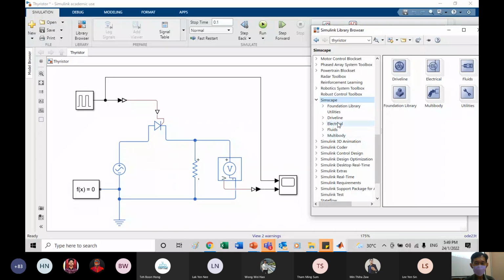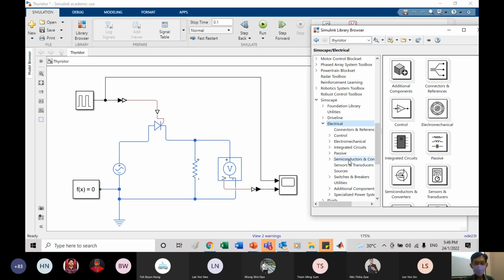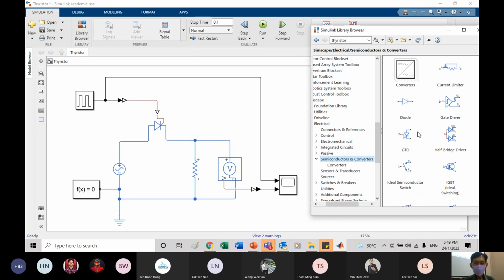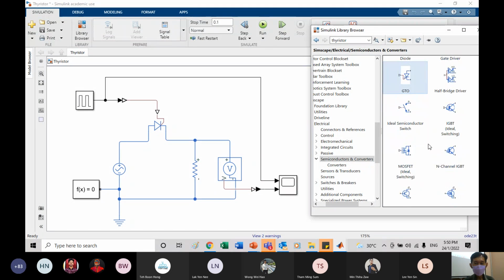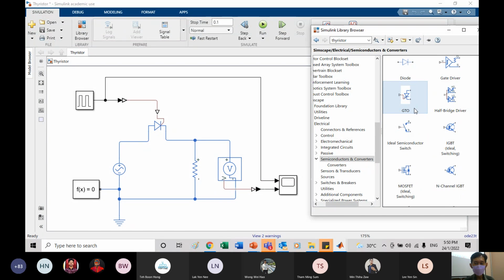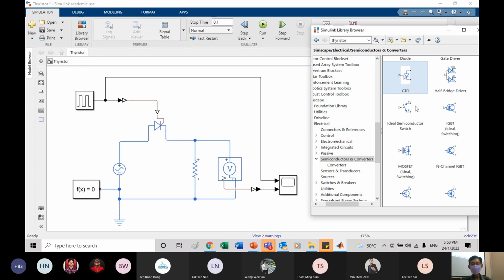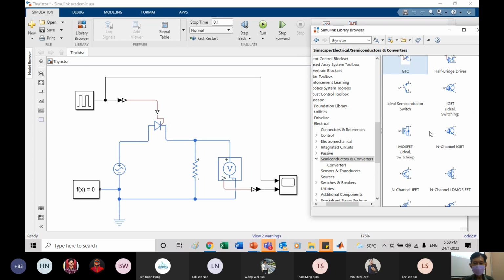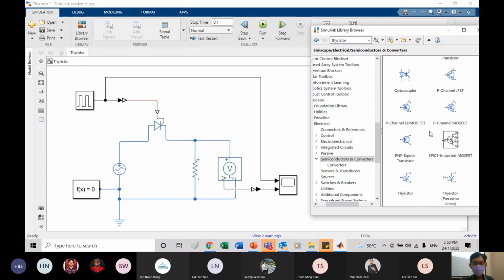Okay, you should go to electrical, under semiconductor, electrical. And then it's not this one. This is GTO. If you use this one, sure cannot run properly. GTO is gate turn off. We are not using a gate turn off. We are using this one, Thyristor, the last one. This one or this one will do.